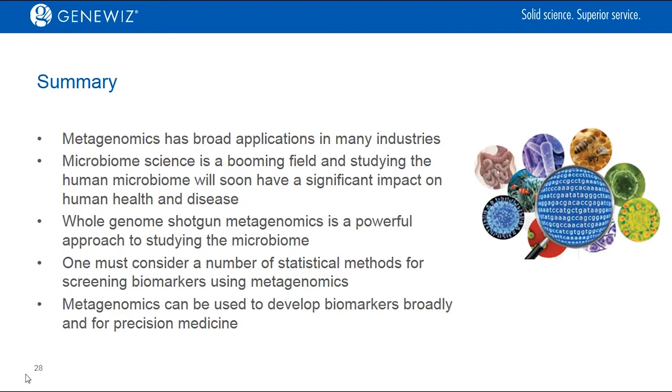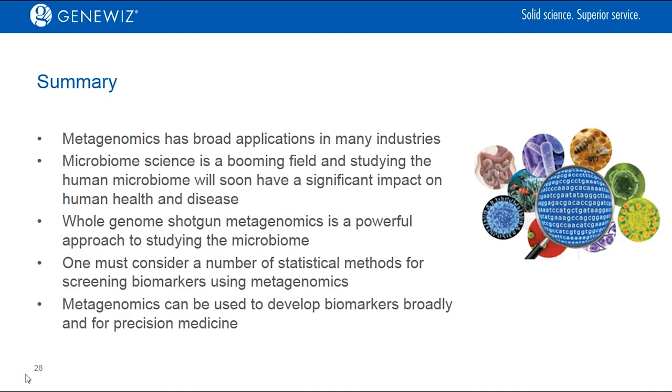So now that I've gone over what metagenomics is, how to use metagenomics to screen for biomarkers, and how those biomarkers are relevant in medicine, I'll summarize the webinar quickly before taking questions. Metagenomics has broad applications in many industries, from studying the environment to food production to medicine. Microbiome science is a booming field, and studying the human microbiome will soon have significant impacts on health and disease. And as I've mentioned, these studies already are having an impact, as reflected by the growing market.